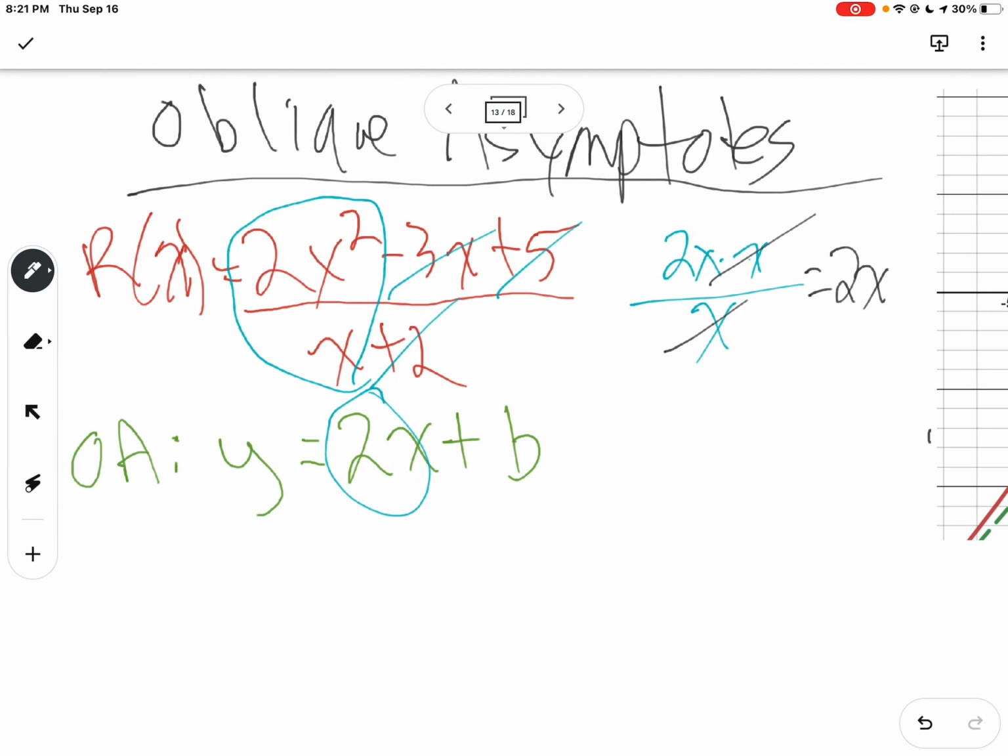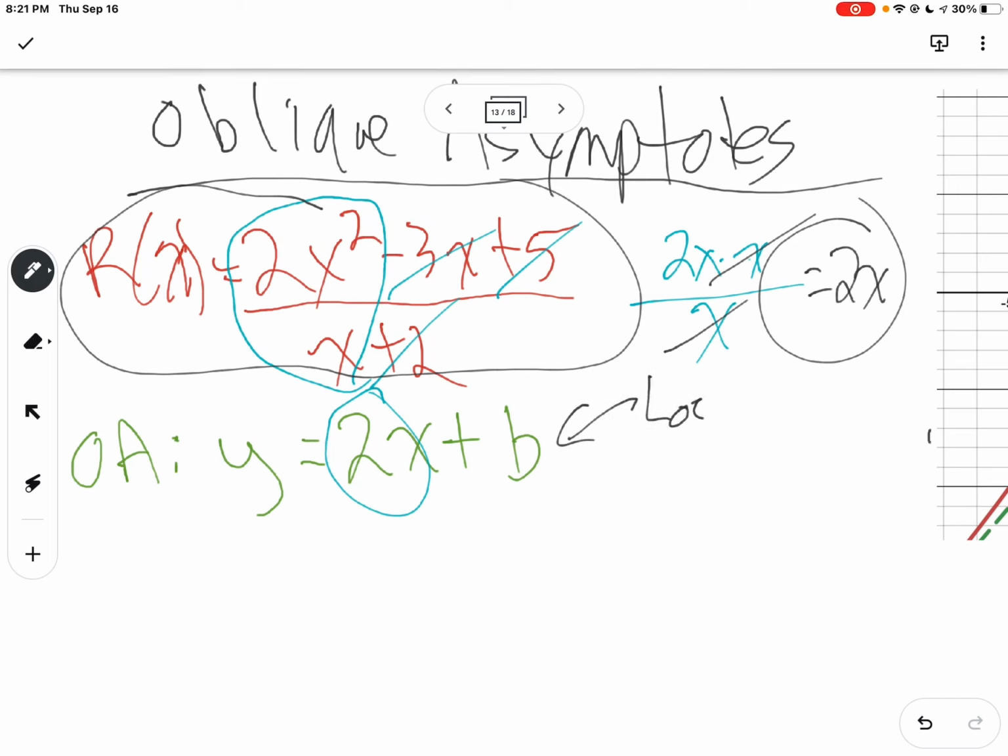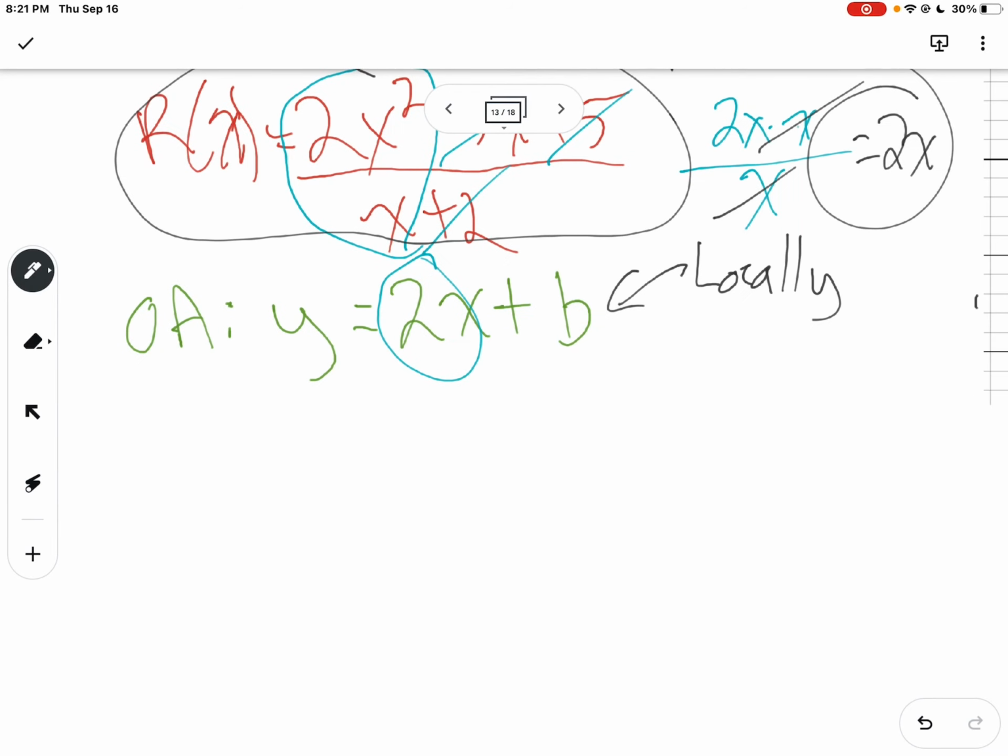Okay, so let's go back to this. We know that the global behavior of the oblique asymptote for this function is 2x. But locally, there is a y-intercept. Globally, it's insignificant, but locally, it's quite significant. So let's look at how we get this.